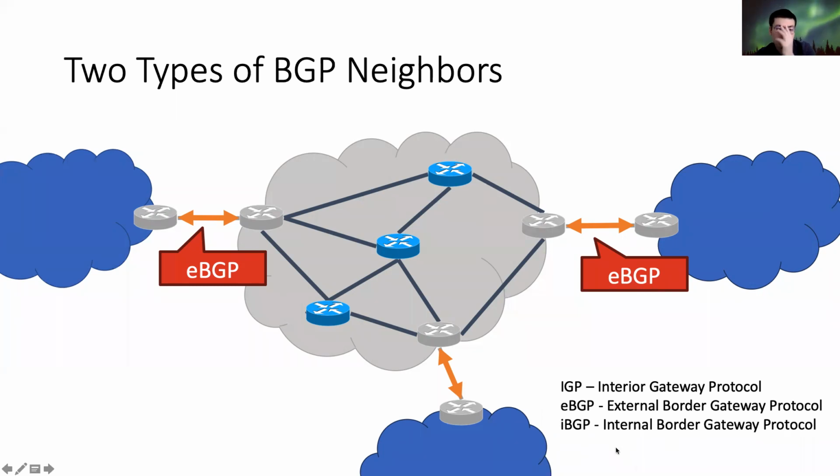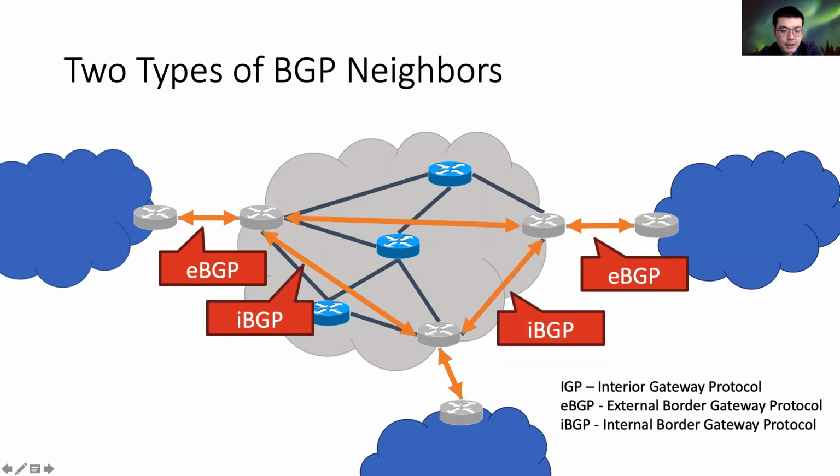So what does this mean? Here, eBGP are those orange links we show here. Basically, the routers on the two sides belong to different ASes. They are not in the same AS. So this is a key difference. Another is what we call iBGP. iBGP is called an internal border gateway protocol. You can see here these links are within the same AS.